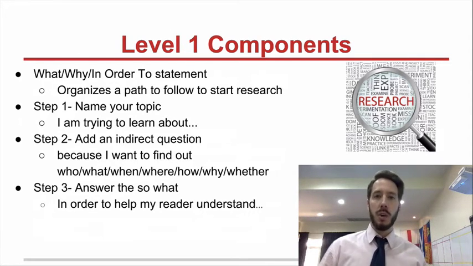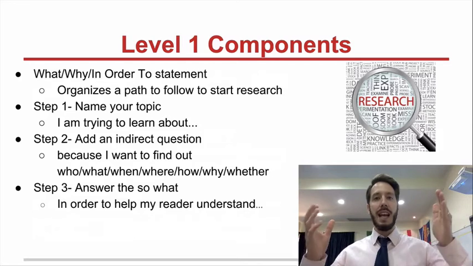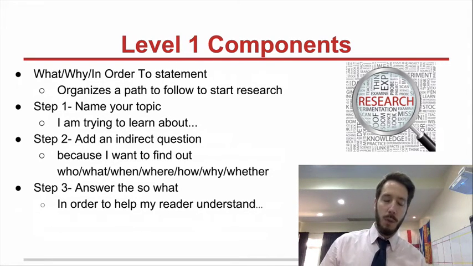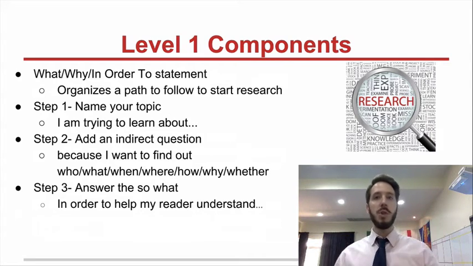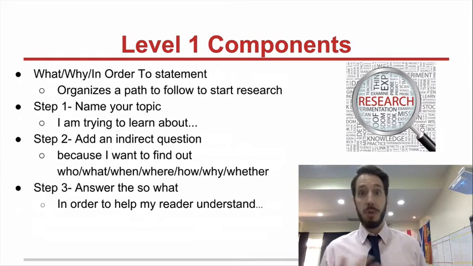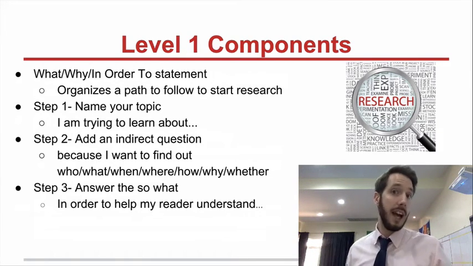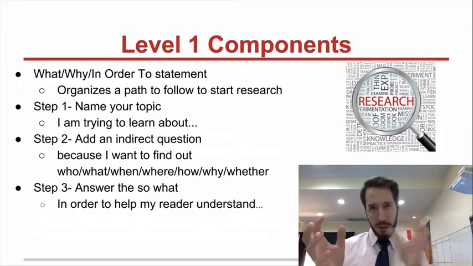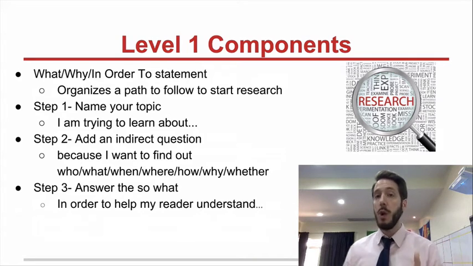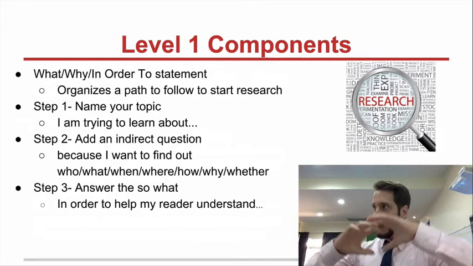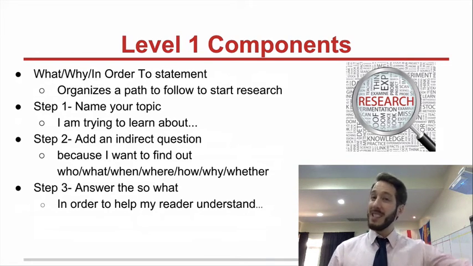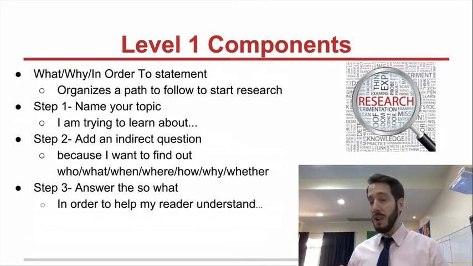A what, why, and in order to statement basically organizes a path to start your research. And again, we're going to see this more in depth in a further video, but first you basically develop what are some of your interests? What are some things that you actually like? Based on those interests, you develop topics. You narrow down those interests into particular topics. Once you have those topics, you think about specific questions in regards to those topics. We go through a particular process to throw out ones that are good or aren't good.